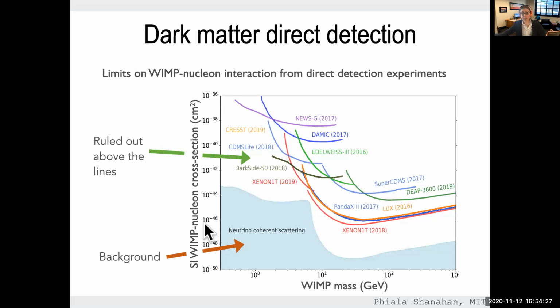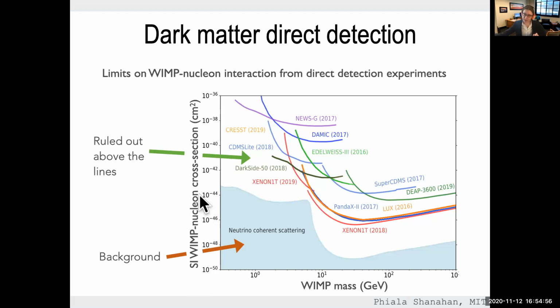And the way to read these plots is that everything above these lines, each of these lines comes from some experiment, all of that phase space above the lines is ruled out. And here below is the still available phase space for dark matter to live. What I want to emphasize here is that these experiments all use large nuclei. For example, here, XENON1T uses xenon. It's a nucleus with 130, 140 protons and neutrons.